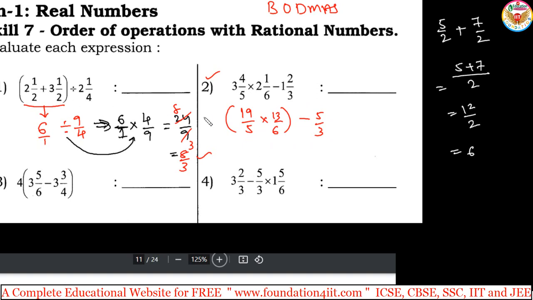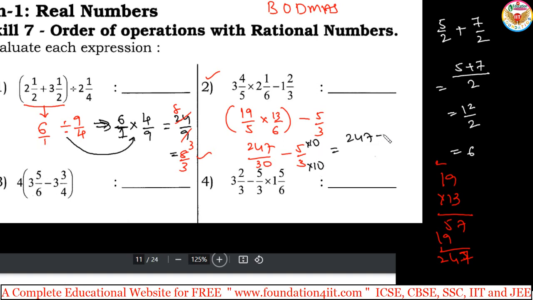The same multiplication we did: 19 times 13 divided by 5 times 6, minus 5 by 3. 19 times 13 you multiply. 3 times 9 is 27. 3 times 1 is 3, plus 2 is 5. Again 19 times 1, 19. So this is 247. So 247 by 30 minus 5 by 3. Now I can say take the same denominator and calculate. 30 and 3, the LCM is 30. So you should multiply by 10 and 10. Now 247 minus 50 divided by 30.